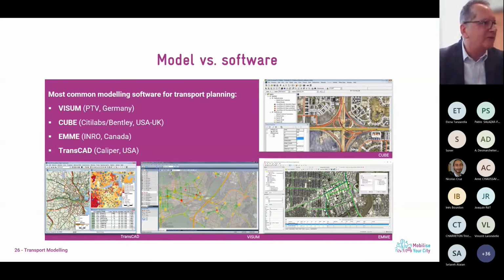I'm not selling any software. I have no interest in anyone. There are quite a lot. I think I list with these 4 ones, probably I would say 80% of the models in the world. Probably Visum, made by PTV from Germany. Cube, which has a long history and which has merged previous softwares such as TRIPS, MinUTP, Tranplan, and a long history. EMME, the Canadian one, and TransCAD from the USA also. Okay, they have their specificities, but globally they give the same kind of functionalities.